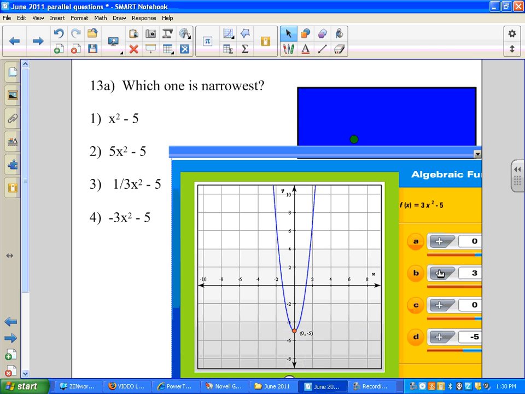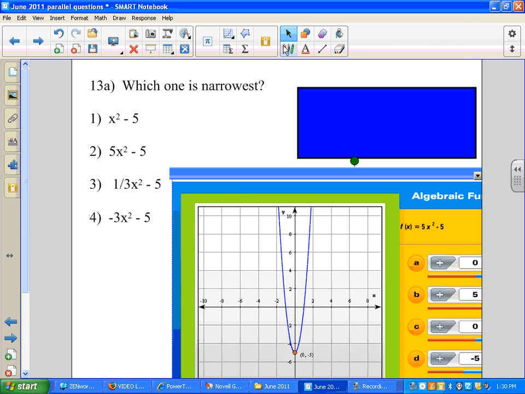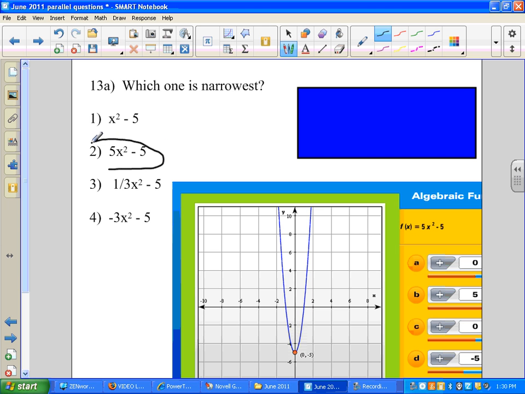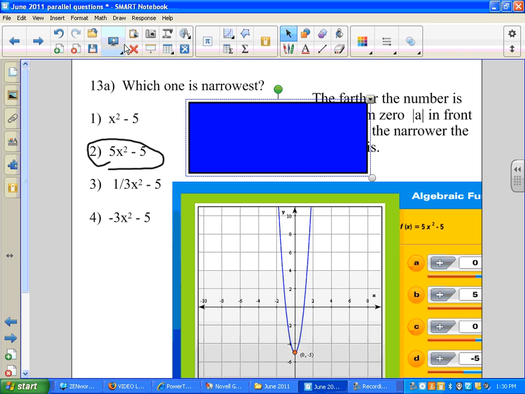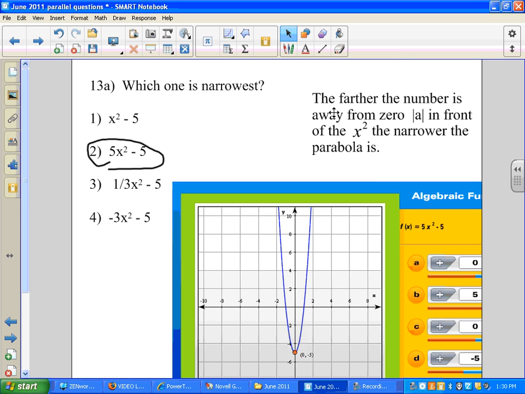Let's change this back to 5. That was one too many. So what we see here is that the answer is choice 2. And write this down. The farther the number is away from 0, what number? The a. That's what we call this number in front of the x squared. The narrower the parabola is. Hit pause and copy that down.